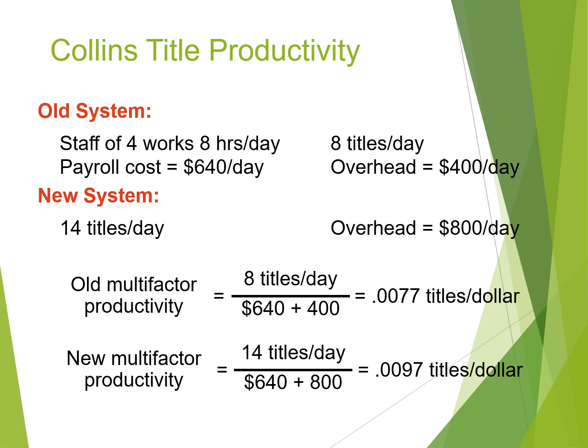Now what this tells us is that both the labor productivity, which is single factor, and the multi-factor productivity measures show an increase in productivity. However, the multi-factor measure provides a better picture of the increase, because it includes all the costs connected with the increase in output.